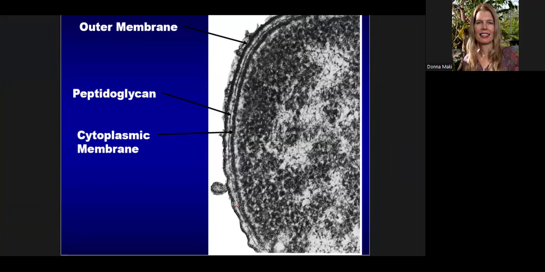By the way, under the electron microscope, here's what a gram-negative looks like. You can just barely detect the peptidoglycan there in the periplasm area. So very different.